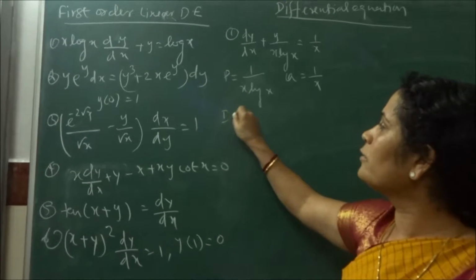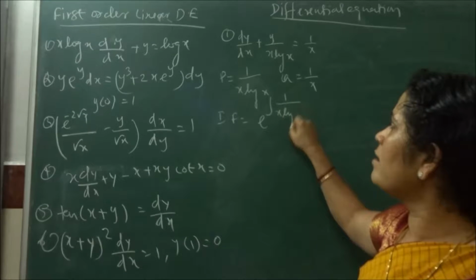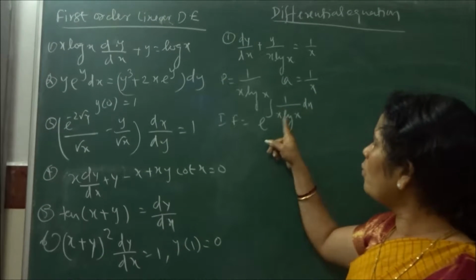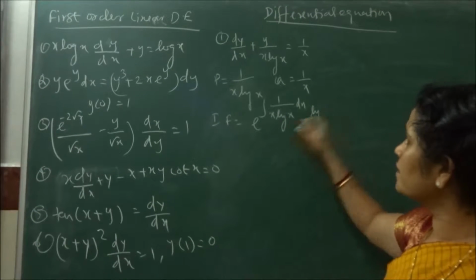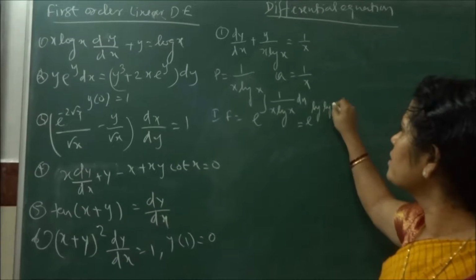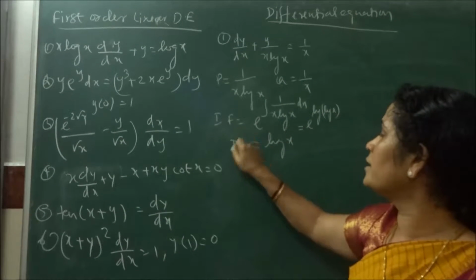Now the integrating factor is e to the power integral of P dx, that is 1/(x log x) dx. Now log x's differentiation is there, so that equals e to the power log of log x. Now e and log cancel, that equals log x, that is the integrating factor.